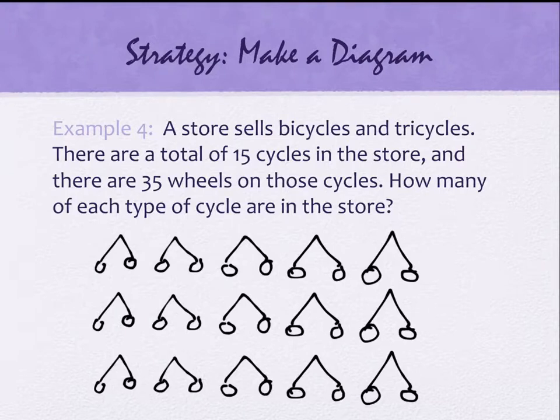Okay, I have 15 cycles. Each cycle has 2 wheels, right? And they're all bicycles. So how many wheels do I currently have in my picture? 30. How many am I supposed to have? 35. So what would I do next?